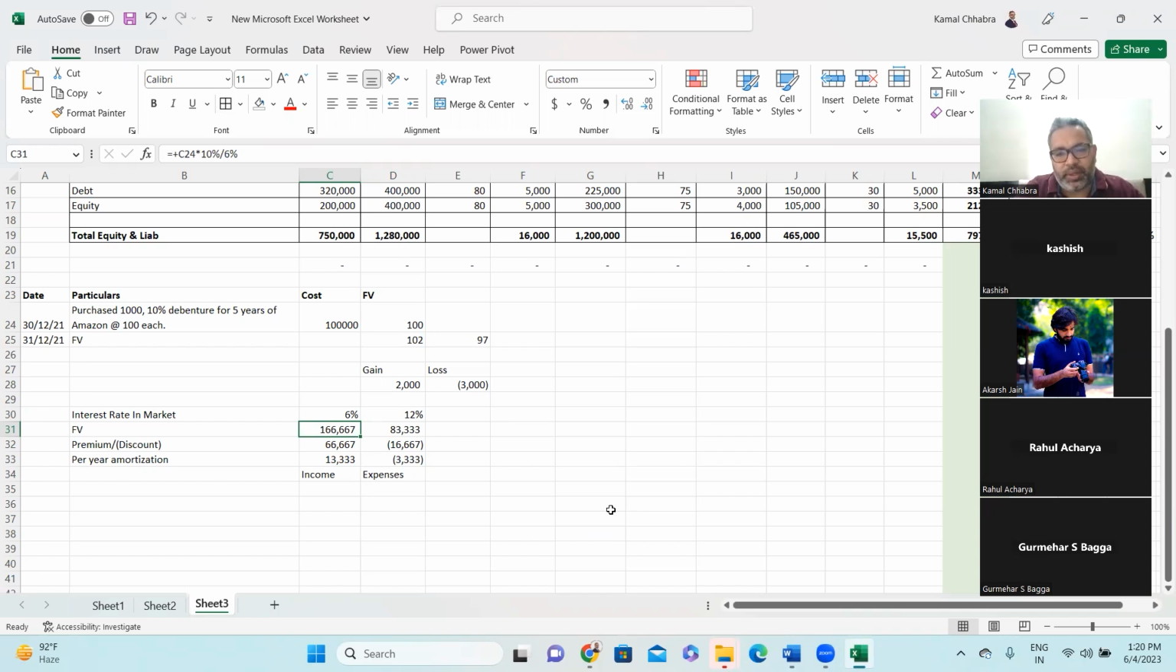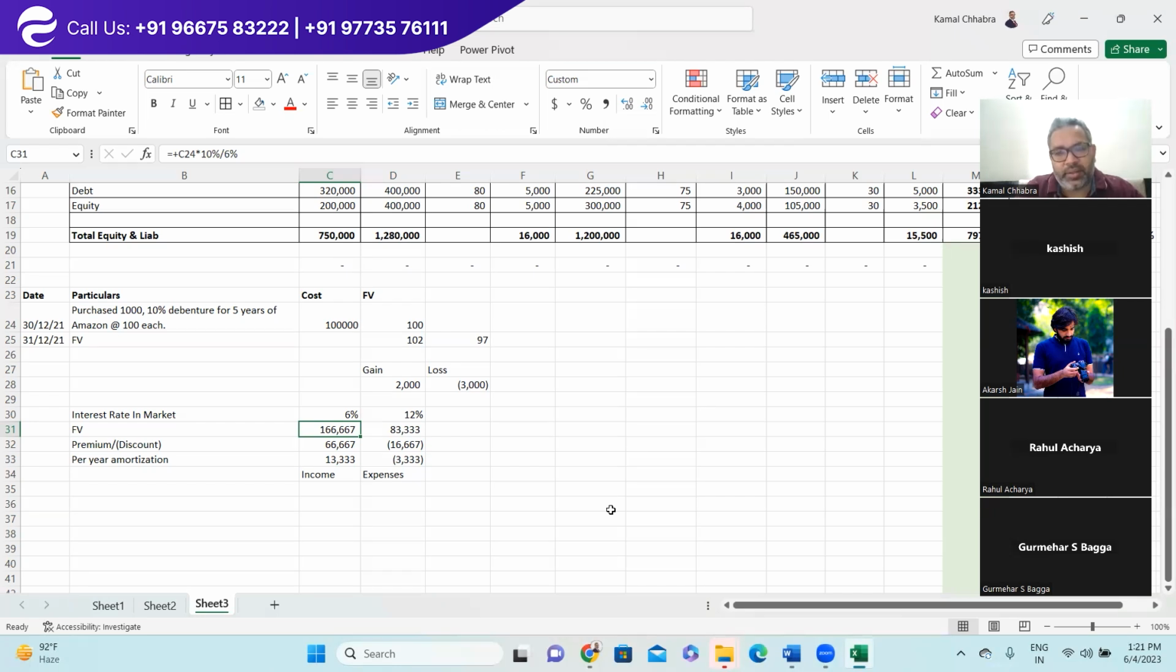Book value multiplied by the 10% which you are getting, divided by 6% which is the market interest rate. So your fair value ideally should be $166,667. If the market interest rate is 12% and your debenture is 10%, that means you are getting less interest than the market. So why would you pay the same price? You will pay less. Makes sense, Gurmeher? Yes, sir. So that's the reason it comes to 83,333. Okay.